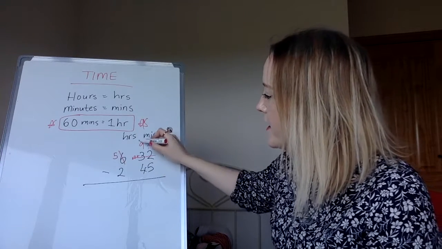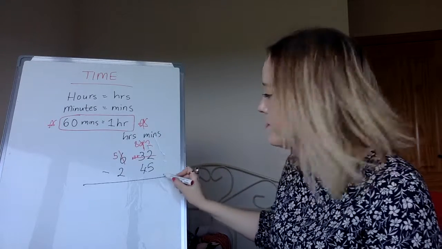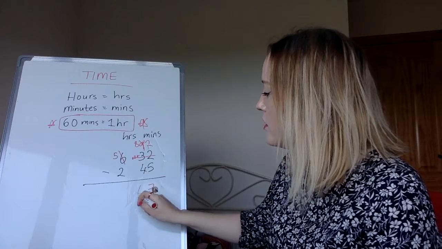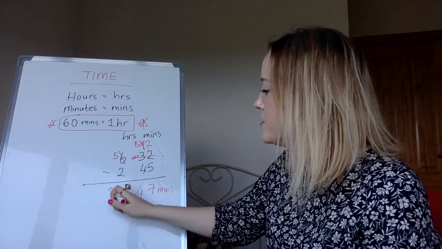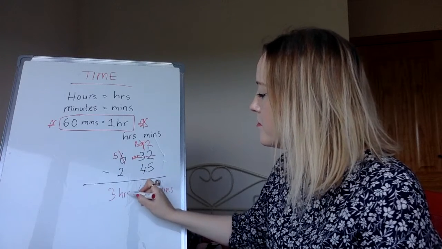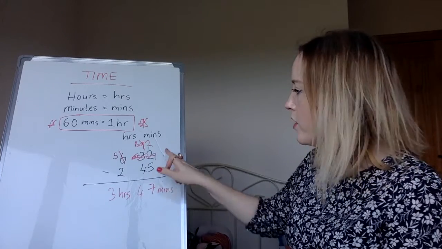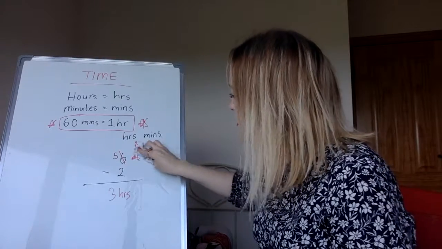5 from 2 I cannot do. I'm going to borrow. 12 minus 5 is 7. Very good. And 8 minus 4 is 4. So 47 minutes, and I have 5 minus 2 is 3 hours. Okay, so I won't be looking at that, I'll be looking up here. Okay, I hope you can see that.